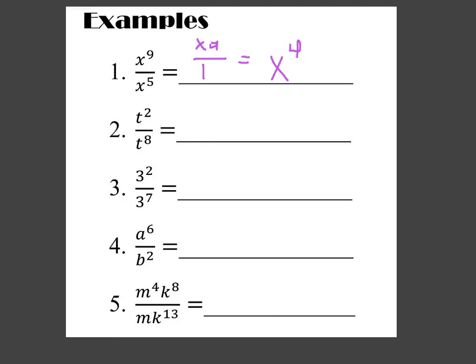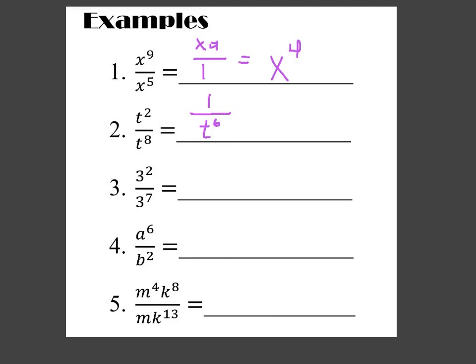Number 2, same base, they're being divided, so I'm going to subtract. 8 minus 2 is 6, put the results where the larger exponent was. The top is empty, so I get to put a 1 there. Now this time I cannot go any further, because an exponent on the bottom of a fraction, there's nothing I can really do about that. It just needs to stay down there. So this will be my final answer.